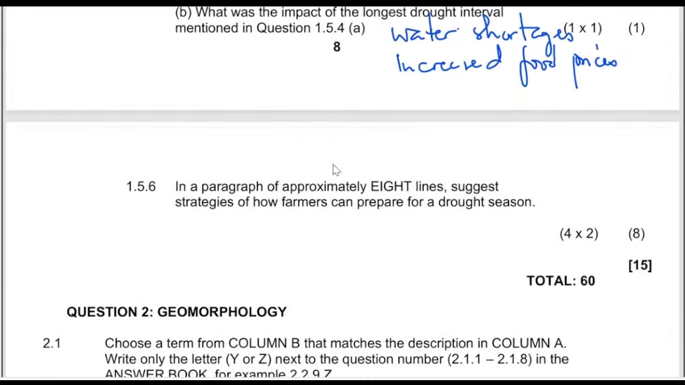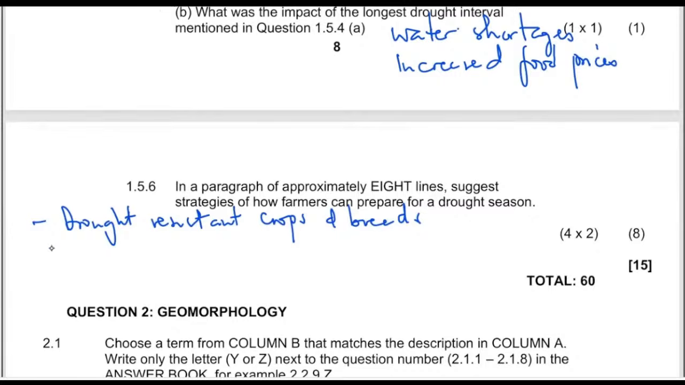Right, then we look at our last question, in a paragraph of approximately 8 lines. Suggest strategies how farmers can prepare for a drought. How can farmers prepare for a drought? Right, we can look at planting drought-resistant crops, drought-resistant varieties, crops and breeds. We are looking at the type of crops like the small grains, which ultimately resist drought conditions. And also we are looking at improved varieties which are drought resistant.